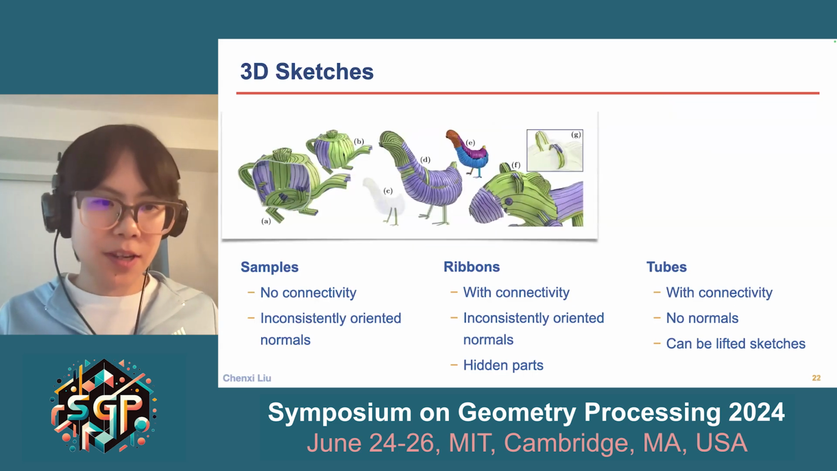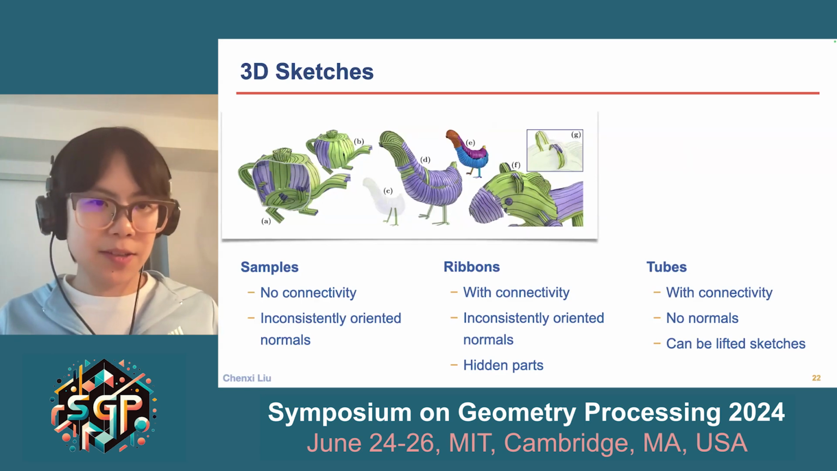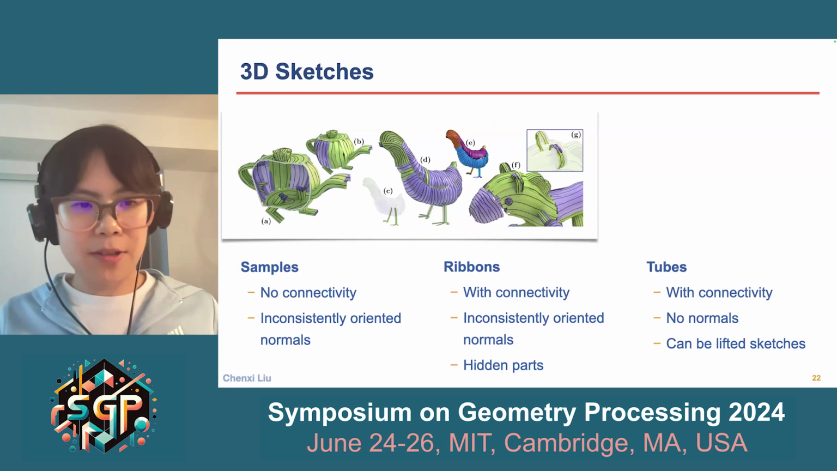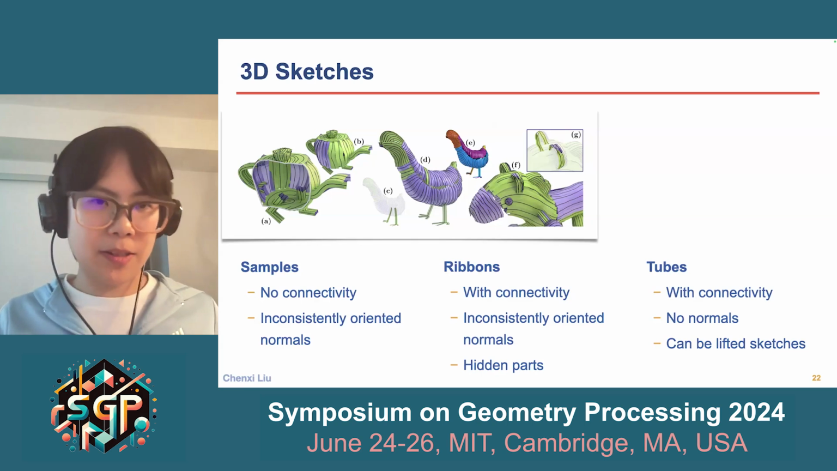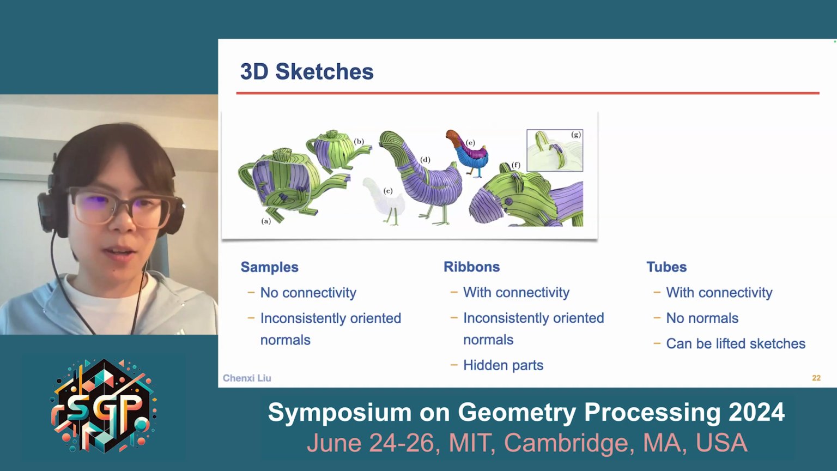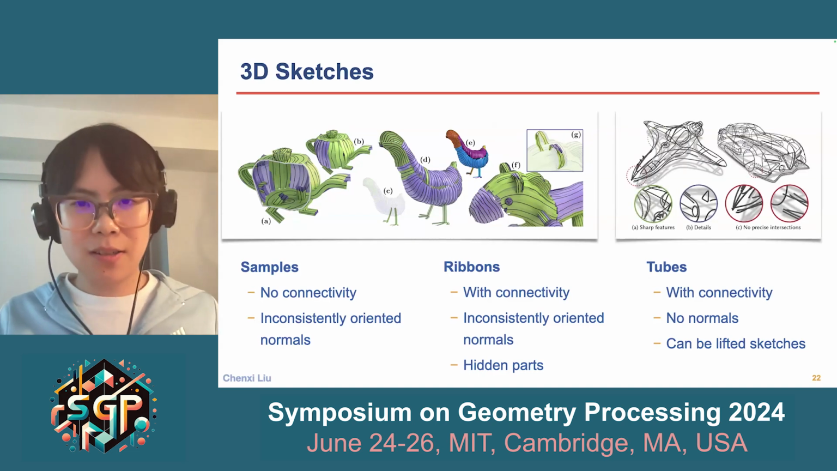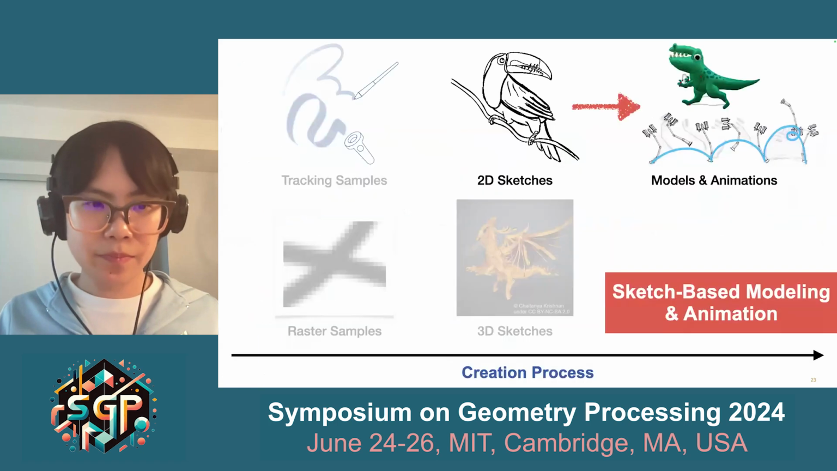So here are some real data. For the point samples, we can sample the stroke center lines to get those. And we can see there are 2 colors, the green and the purple, indicating different orientations, and they may be inside hidden parts. For the tubes, we may have inaccurate junctions similar to the 2D scenario.